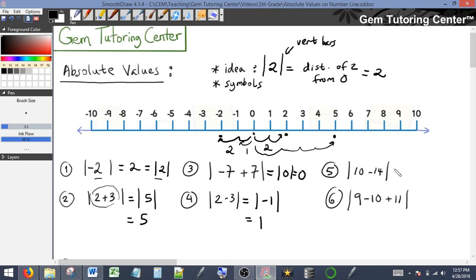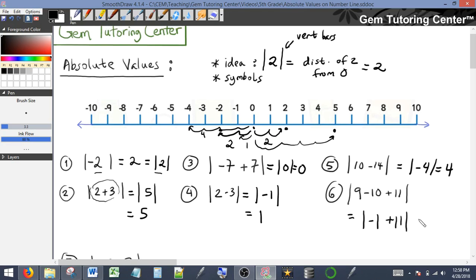The absolute value of 10 minus 14 is the same as the absolute value of -4. -4 is over here, so we count from 0, 1, 2, 3, 4. We counted 4 units, so the absolute value of -4 is 4. Then we do this one, where the absolute value of 9 minus 10 plus 11. So 9 minus 10 is -1, and the 11 is still there. That's the same as the absolute value of 10. And we count from 0 to 10, we'll find that that is 10. So the distance is 10, so the absolute value of 10 is 10.